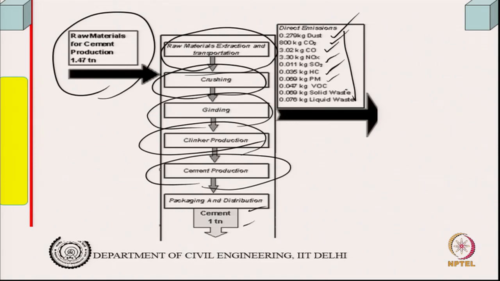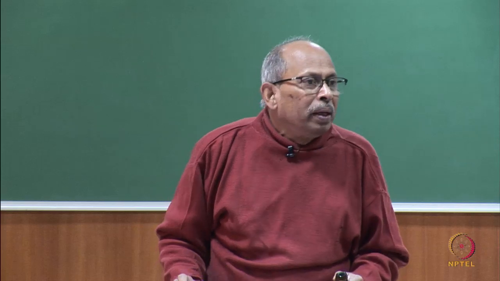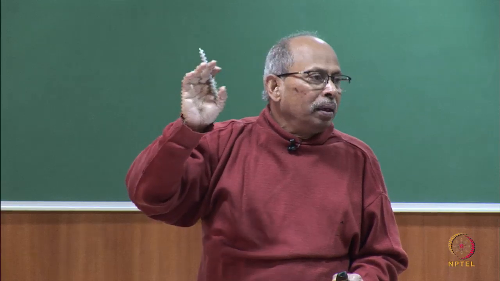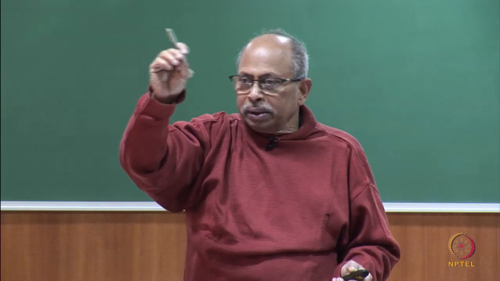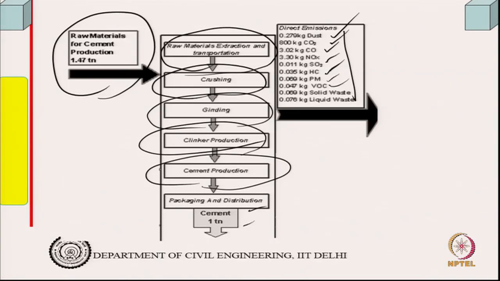hydrocarbons, particulate matter, volatile organic compounds, solid waste, because I have not taken one thing here, the fuel. The fuel will have two things. NOx is produced at high temperature. Nitrogen is an inert material, but since you are heating up to a very high temperature, nitrogen and oxygen can react and form NOx depending upon the situation. Sulfur would be there, volatile organic compounds will be there in the fuel, the raw fuel that you use for the burning process. So, all this comes, solid waste and some liquid waste.